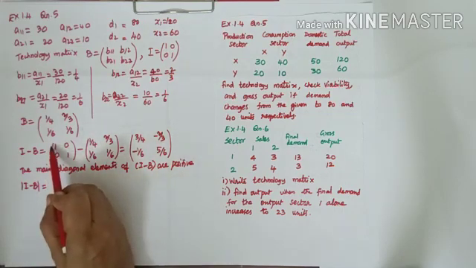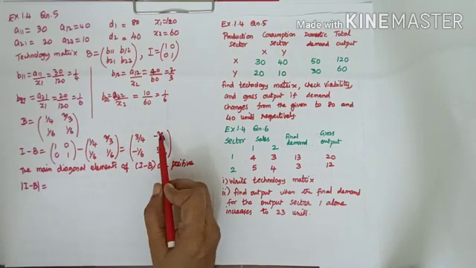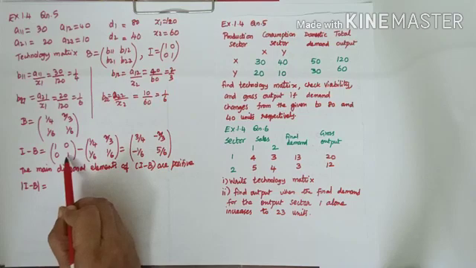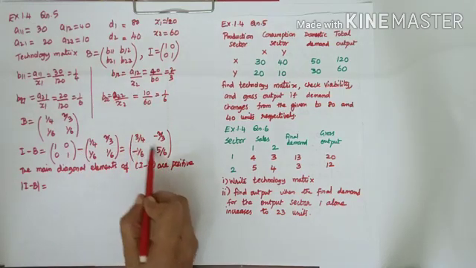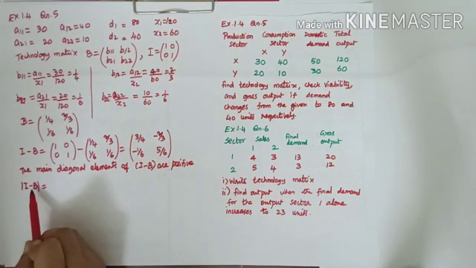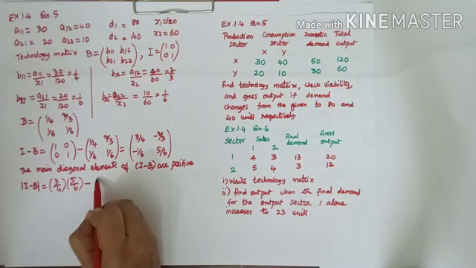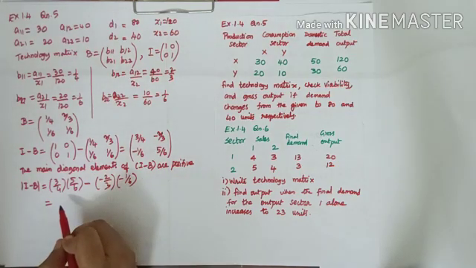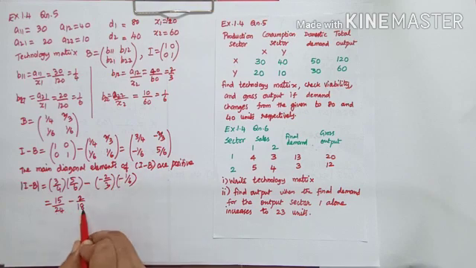As we subtract, 1 minus 1 by 4 is 3 by 4, 0 minus 2 by 3, minus 2 by 3, 0 minus 1 by 6, minus 1 by 6, 1 minus 1 by 6, 6 minus 1, that is 5 by 6. Main diagonal elements are positive. Proceed on to find determinant. 3 by 4 into 5 by 6 minus 2 by 3 into minus 1 by 6. 15 by 24 minus 2 by 18.